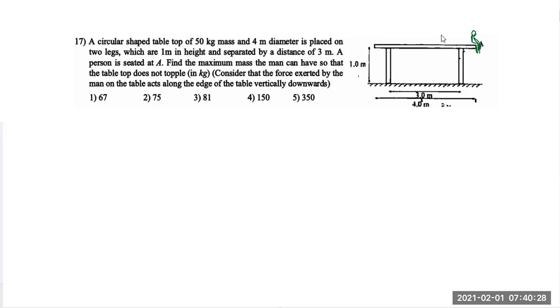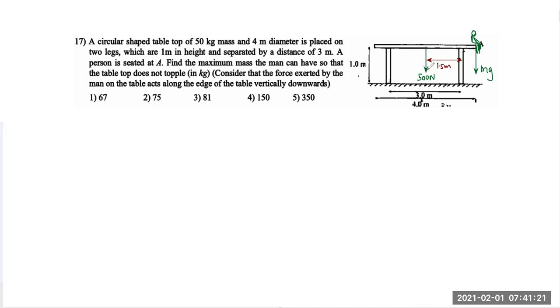Now a man is seated here. That is the maximum possible man with the maximum possible mass without toppling the table. So the man will be seated here. There will be a force, that is his weight actually, mg. We have to find m. And this is a tabletop with 50 kilogram mass. Therefore, I have to mark the weight of the tabletop exactly in the middle of this. That will be how much? 500 Newton, which will be at a distance of 1.5 meters from this point. I'm assuming it's a uniform tabletop, so 1.5 meters.